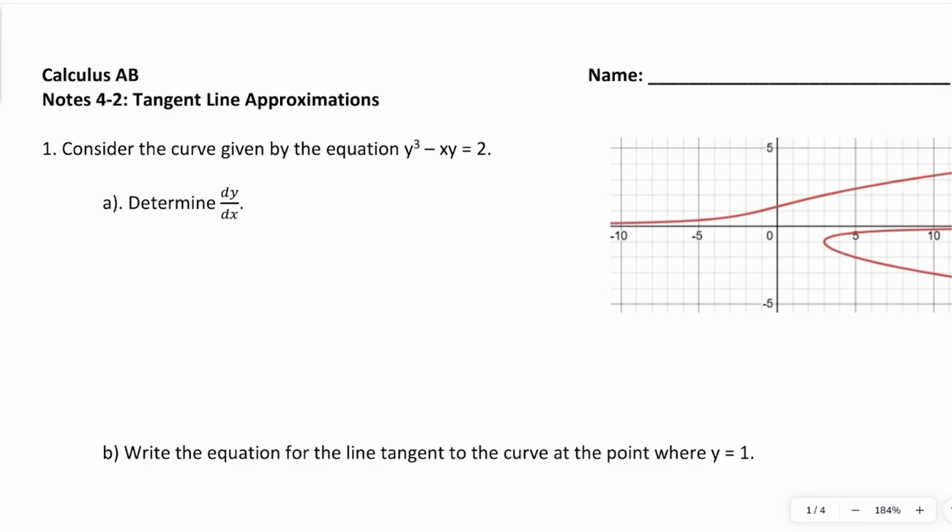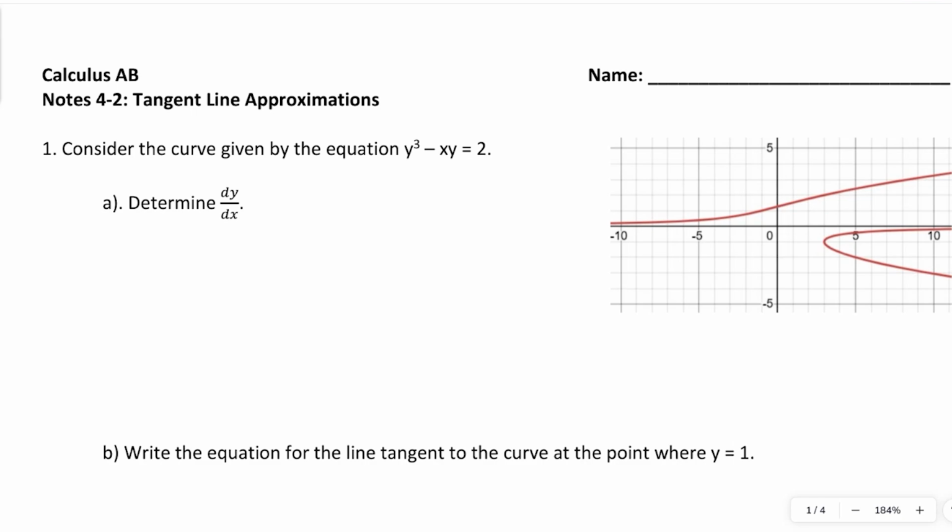And so that's going to be our primary goal today: number one, to be able to differentiate implicitly. So we're going to continue to practice that. But also, we're going to approximate values using tangent lines. So let's get into what we're doing here.